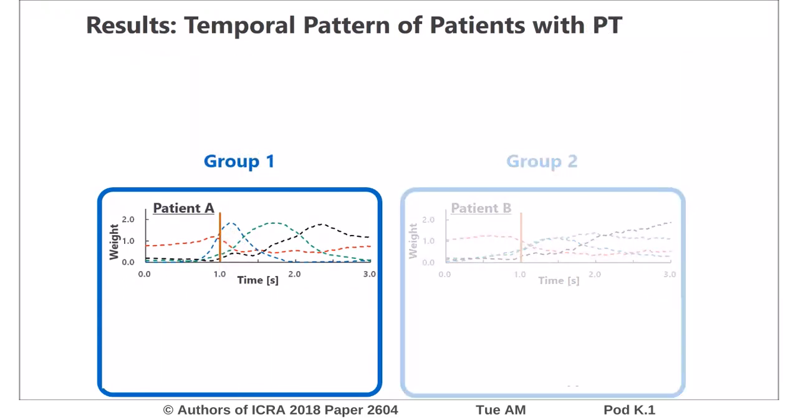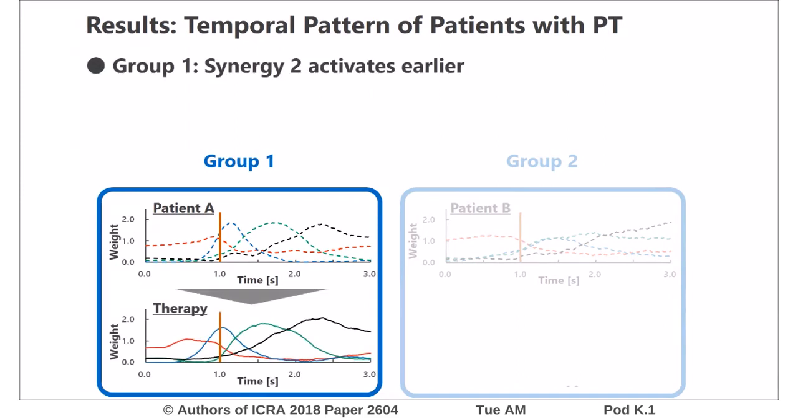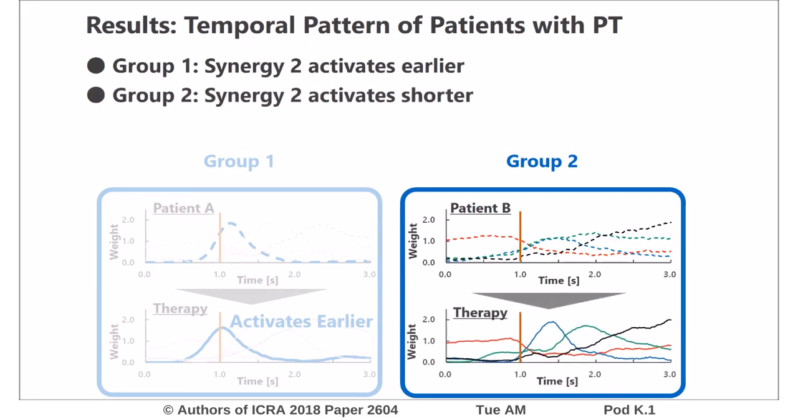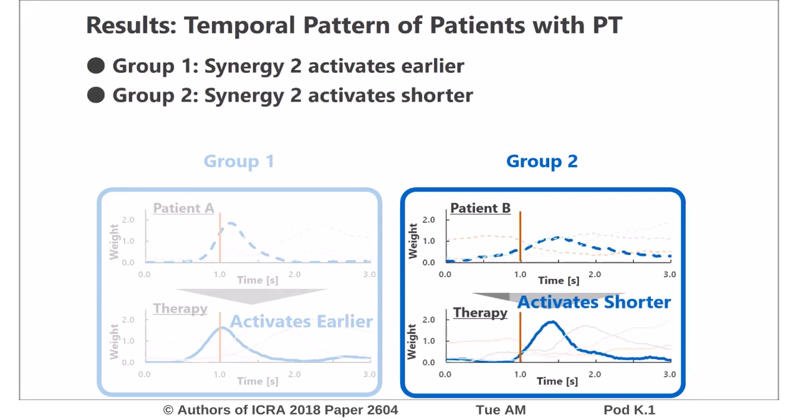But when the PT intervenes with patient A, who has delayed synergy 2, synergy 2 activates earlier. Furthermore, when the PT intervenes with patient B, who has longer synergy 2, synergy 2 activation becomes shorter.